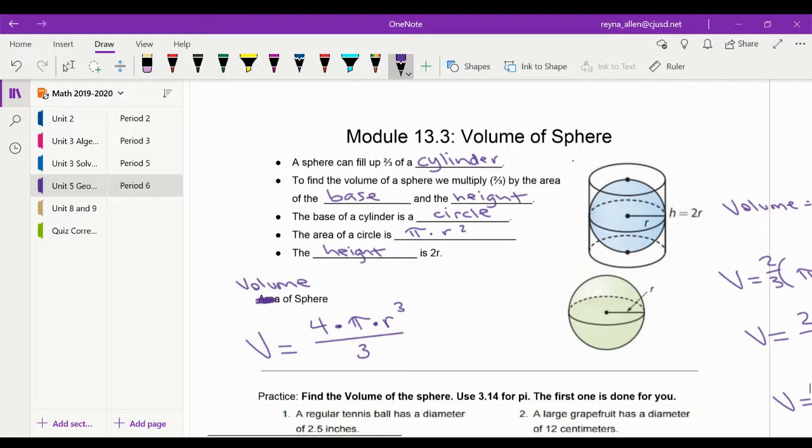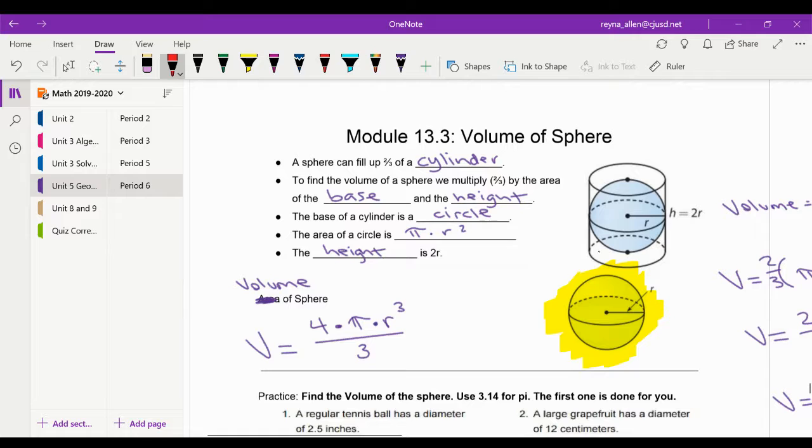Yay, now we get a volume of a sphere. So give me a real life example of where you have seen a sphere before. If you don't know what I'm talking about, we are talking about this thing right here. Good. An example is like a basketball.